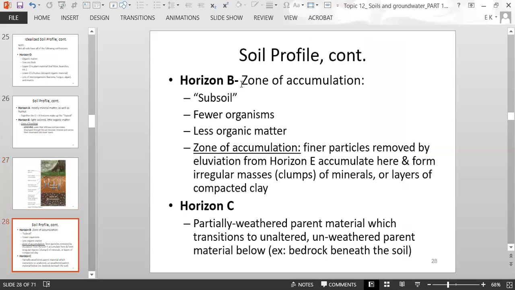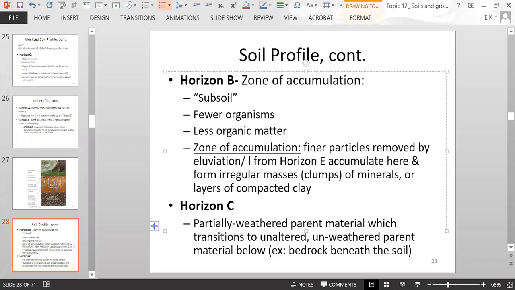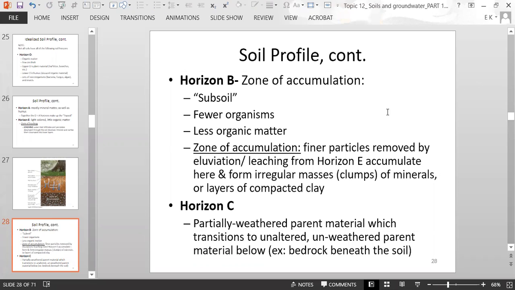The horizon B is the zone of accumulation. That's your subsoil. That's where those finer particles and dissolved materials removed by horizon E, we call that alluviation. Those particles are going to accumulate and form irregular masses of minerals or layers of compacted clay. So I'll just add the word leaching here as well, because that's what we were talking about before.